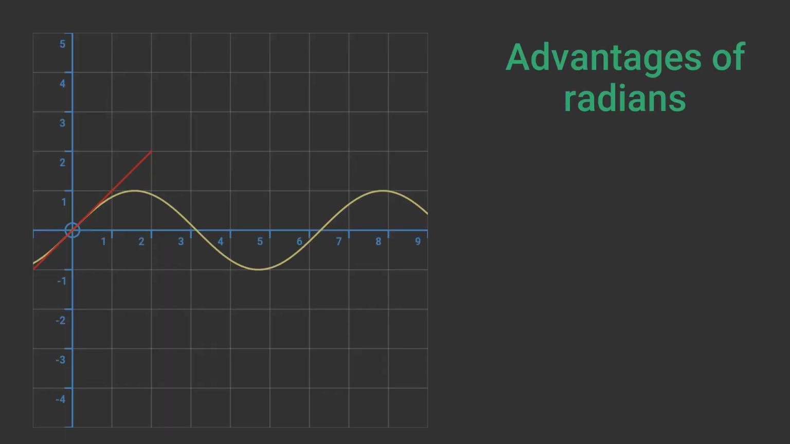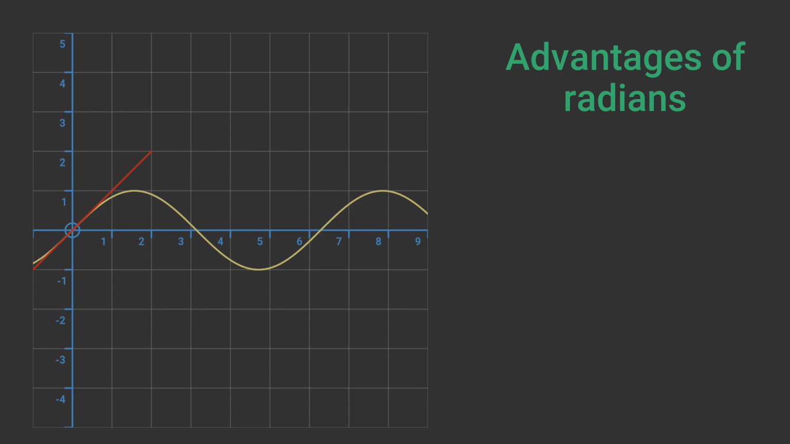So what are the advantages of using radians? If we plot a graph of sine x using radians, it turns out that the slope of the curve at the origin is exactly 1. We won't prove that here, it is a topic for another video. But this is the basic property that makes radians such a natural unit for measuring angles. If we were to measure angles in degrees then this would no longer be true.